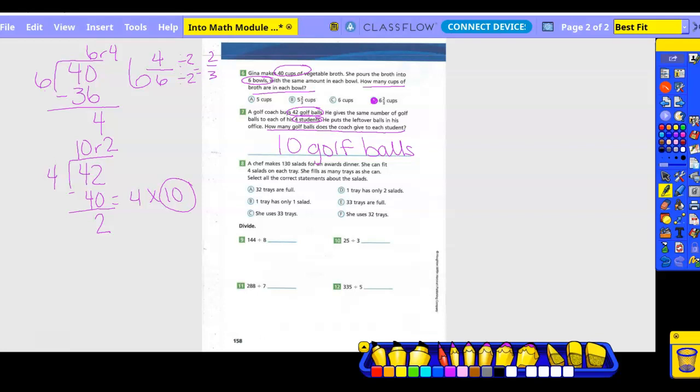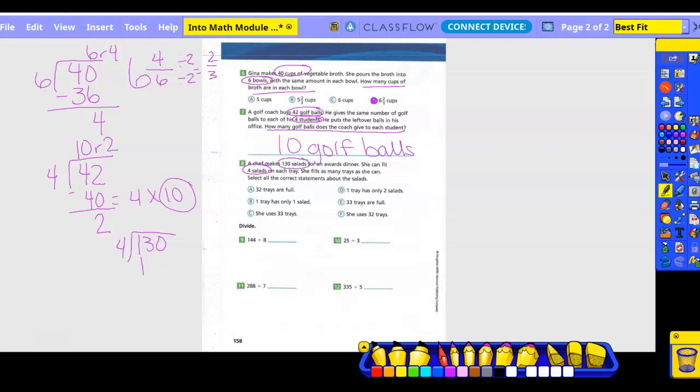Number 8, a chef makes 130 salads for an awards dinner. She can fit 4 salads on each tray. She fills as many trays as she can. Select the correct statements about the salad. So, follow information 130, 4, and then we need to pick the correct statements, right? Okay, so what am I going to do? 130 divided by 4. Okay, do I have a multiple of 4 that gets me close to 13 without going over? What is it?